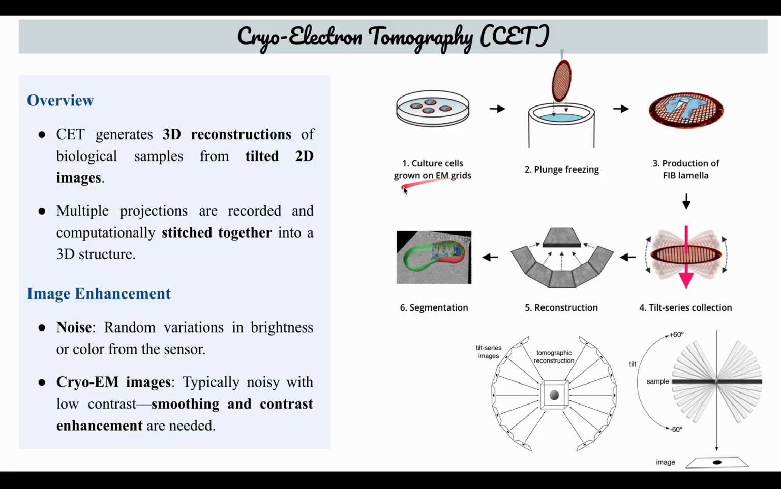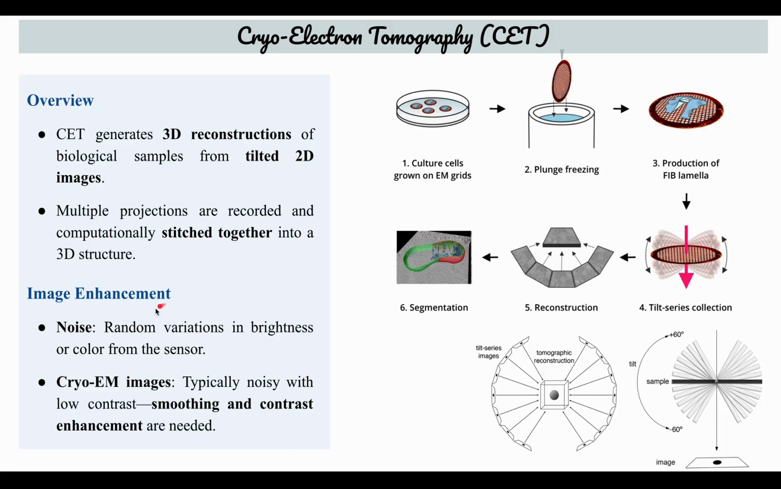in which the same thing is done. We culture the cells, grow them on EM grids, then we perform plunge freezing to maintain them in their native forms, then production of FIB lamella. So we perform tilt series collection, in which we tilt the sample to different degrees, and from each tilt we collect an image. So now images will be collected from different tilt angles. All these images will be used to reconstruct a 3D image, and then segmentation can be done. So this is known as cryo-electron tomography, and the one more modification to cryo-EM is tilt series collection.